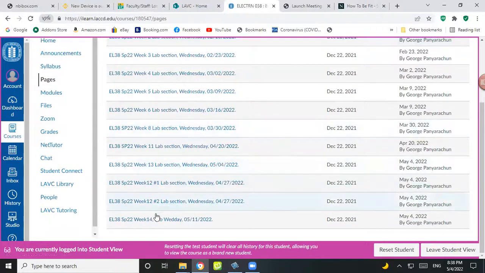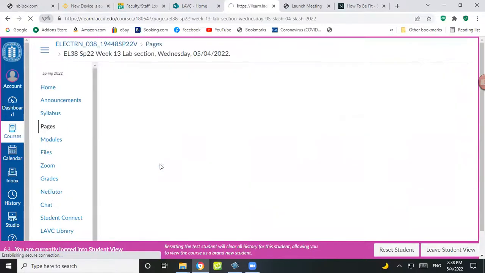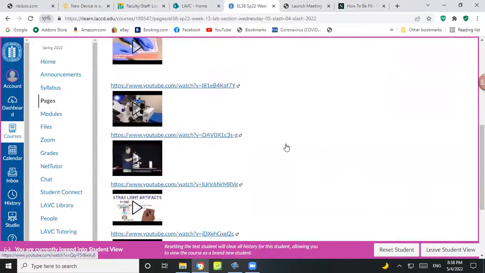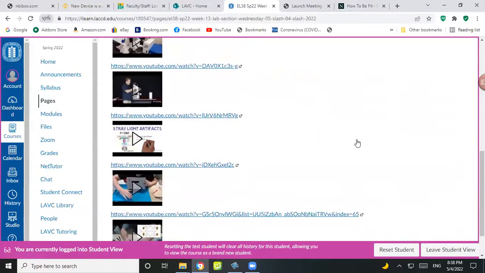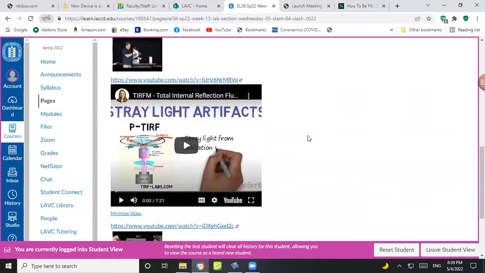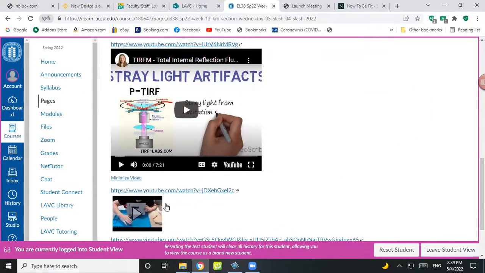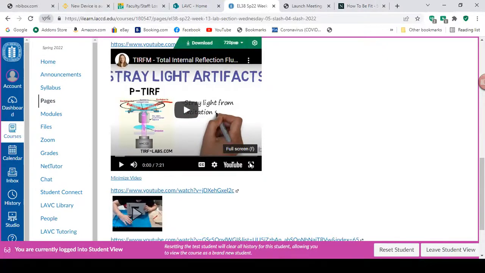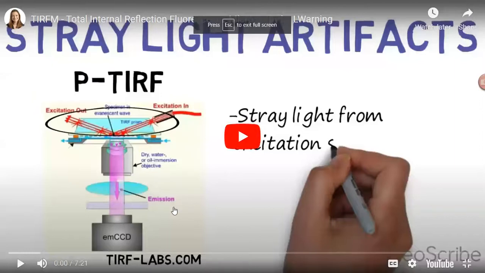Week 13. The next thing, let's see here, the straight light artificial. Okay, this is something about light.